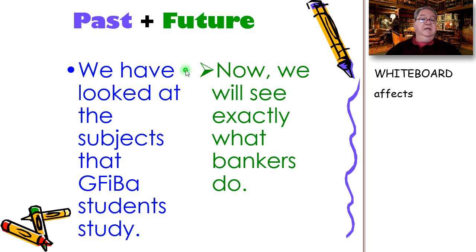Instead of, don't say, we have seen the subjects, now we will see. That's, again, kind of boring. Or we've looked at, now we will look at exactly what bankers do. Again, try to get some variety here. Looked at and see, those are related terms. We've looked at the subjects that GFIBA students study. Now we will see exactly what bankers do. That's much better. Sounds much better to have different verbs here. Okay?